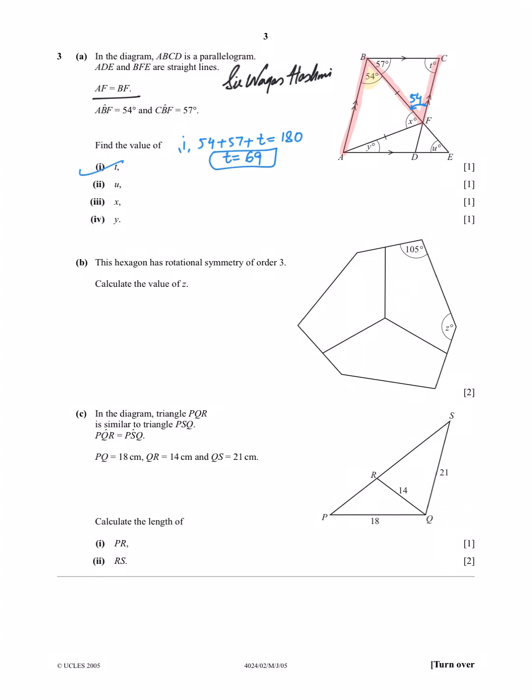After that you have u. Which angle is u? This one, right? So what is the value of u? Since the lines are parallel, you can apply the alternate angle property here. So if this angle is 57, it means that u is also 57. So that is the answer. After that it says x. So how can you find the value of x? For x we are given that these two lines are equal, right? We have AF equal to BF. It means that angle A and angle B are equal. So angle A will be equal to 54.